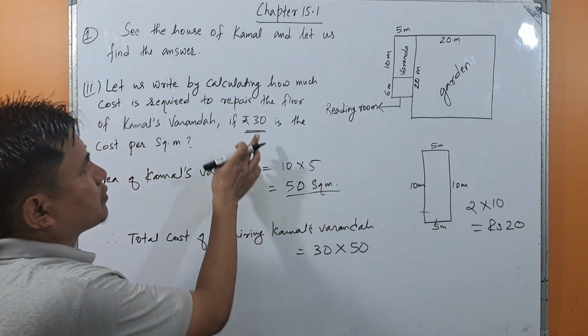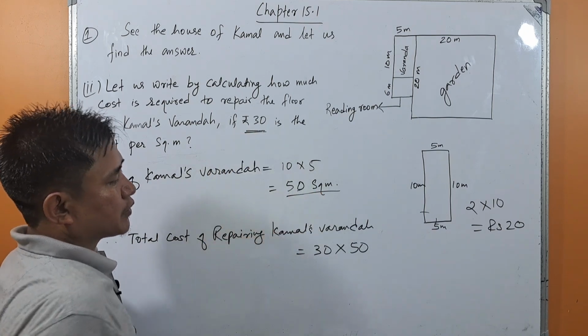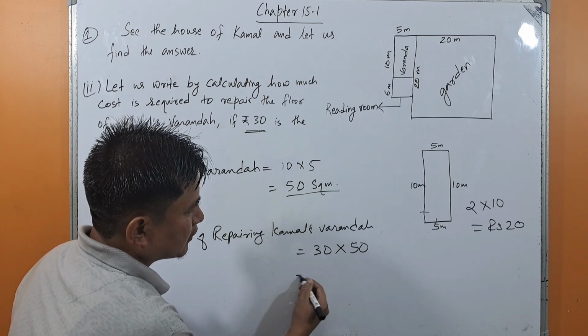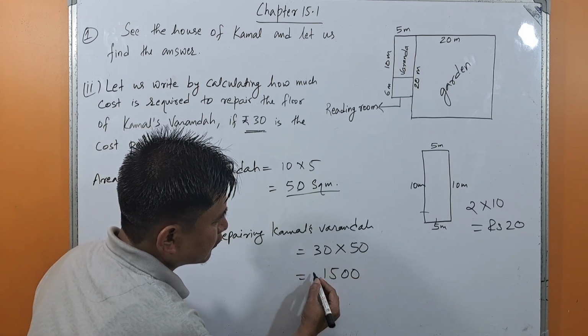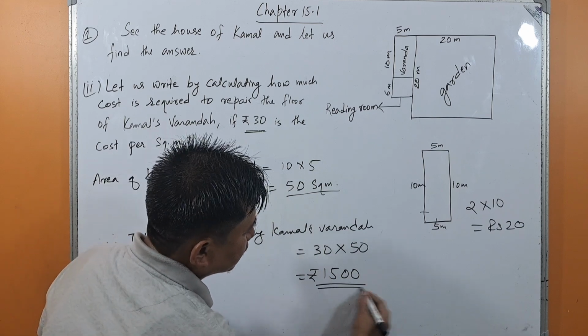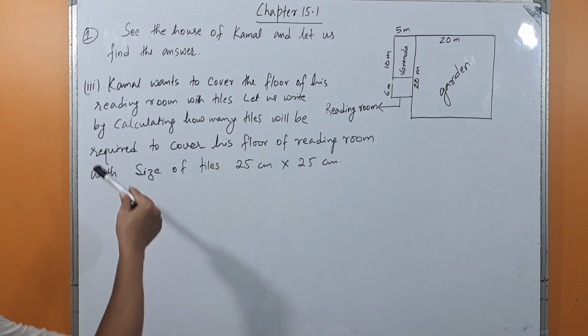Similarly, cost of repairing 1 square meter is 30, so the cost of repairing 50 square meter will give us 30 into 50, that is 3 5s are 15, 2 zeros we write here. So this is rupees 1500. Okay, now let us do question number 3 of 1.